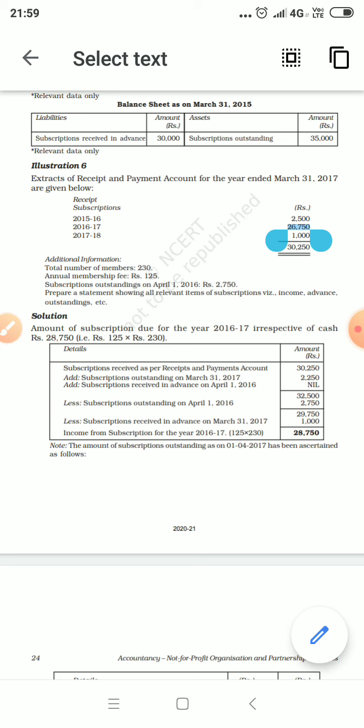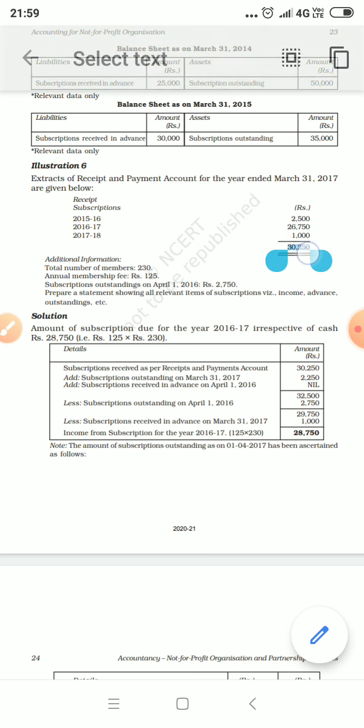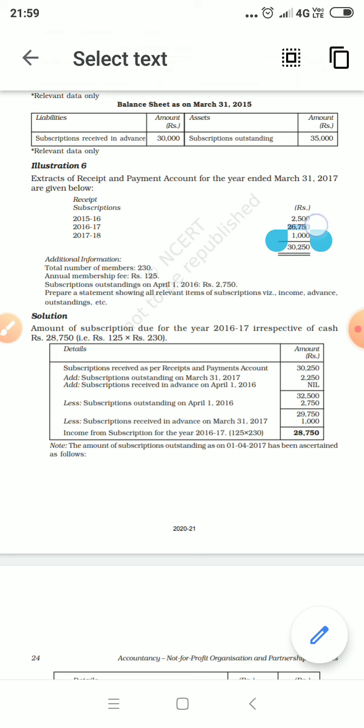So the total amount of subscription received by way of cash or bank is 30,250. The total amount is given here. Okay, so there is a slight variation in the previous sum's question and this sum's question. Additional information: total number of members are 230 and the annual membership fee is 125. Subscription outstanding on 1st April 2016. So which is the current year? 16-17 is the current year. So subscription outstanding at the beginning of the year, that is 1st April 2016, is actually the previous year's outstanding. You can write PYOS here in your book.